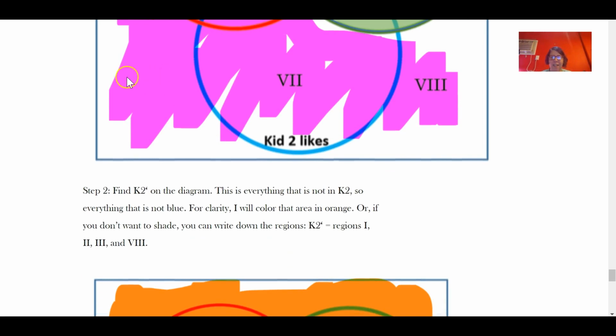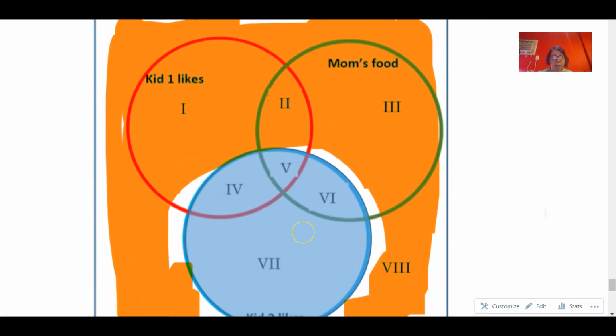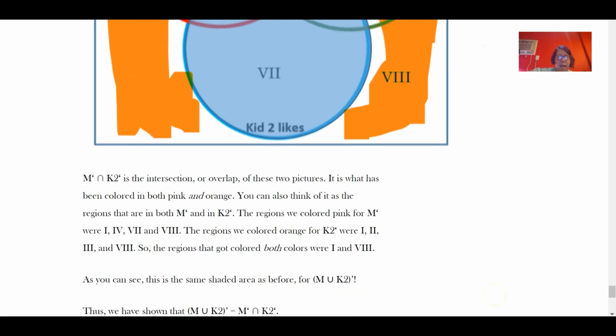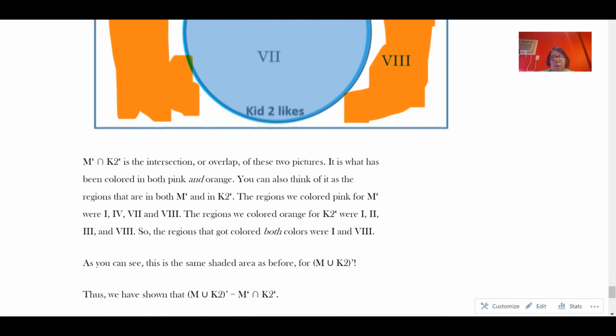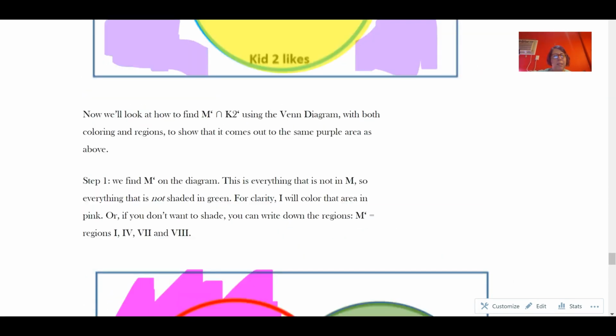So then the next thing is step 2, find not kid 2. That's everything kid 2 does not like. So here's kid 2, and I colored everything kid 2 does not like in orange. It's all of this stuff here. And if you want, instead, you could just write that's the regions 1, 2, 3, and 8. Now the question is, what's the overlap of those two pictures? It's what was colored in both pink and orange.